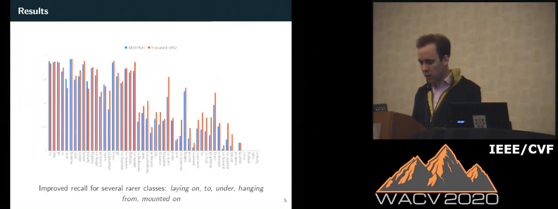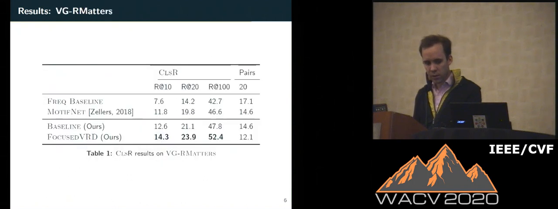This graph shows that our model in red performs much better on the rarer classes, which are on the right of the graph, than the state-of-the-art, while keeping a high recall for the most common ones on the left. And these summarized results show a significantly higher performance on both splits when compared to the state-of-the-art approaches.